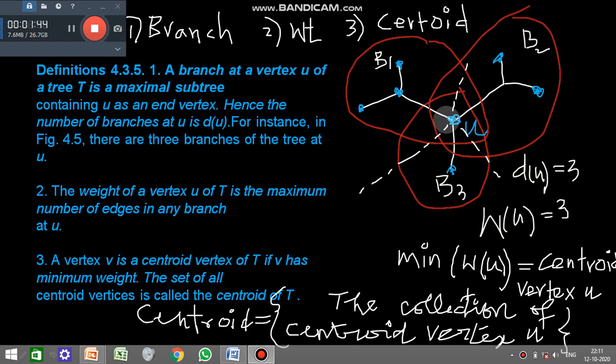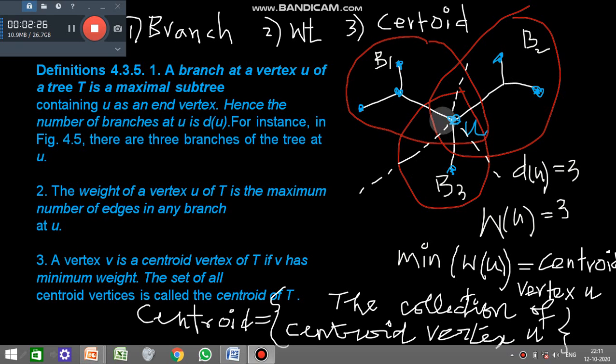So suppose U is an end vertex. How many branches are here, how many maximal trees are here? There are 3 branches only. Therefore the branch at a vertex U of a tree is a maximal subtree which has the end vertex as U. Okay, that's what we have to understand. Now there are 3 branches here. Am I correct? Therefore the degree of the vertex U is 3.